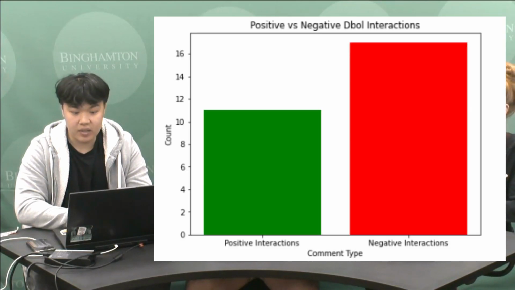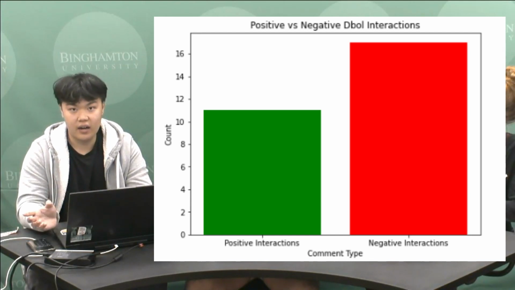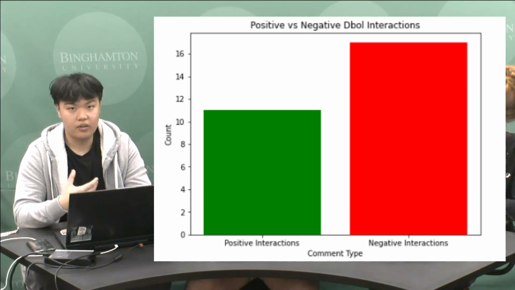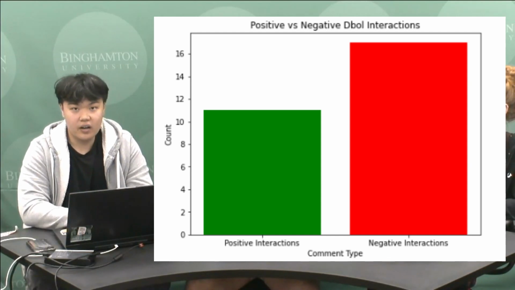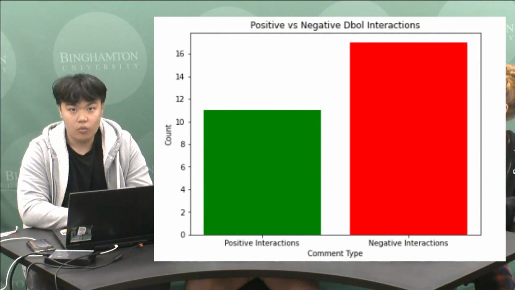Looking at the next PED, D-ball, what we saw were almost similar results, but leaning a little bit more towards the negative side. As Jill mentioned earlier, D-ball is a very serious PED with high side effects. 60% of the posts on Reddit regarding D-ball were negative, while the remaining 40% were positive.